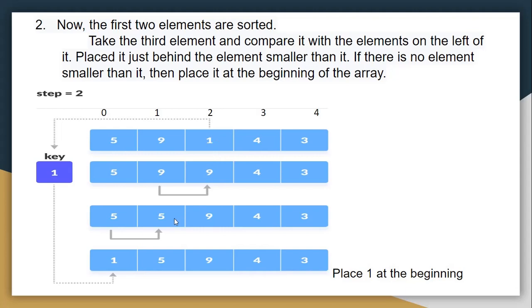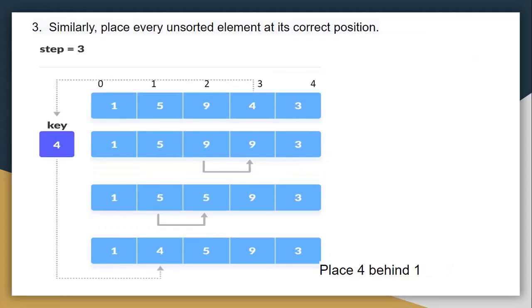Next, compare index 1 and index 0. Now 5 is greater than the key value 1. So again swap and store the 5 value in index 1 and store the key value at index 0. Similarly, place every unsorted element at the correct position.